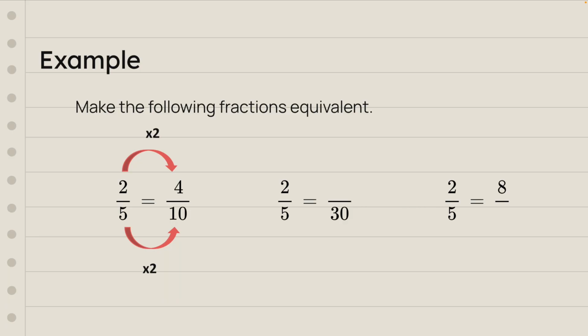Okay, so to go from 5 to 30, I'm going to multiply by 6, which means I need to multiply the top by 6 as well, and I get 12. And for our next one, we're actually given the top number. So to get from 2 to 8, I'm going to multiply by 4. So I'm going to do that to the bottom as well, and I get 20.